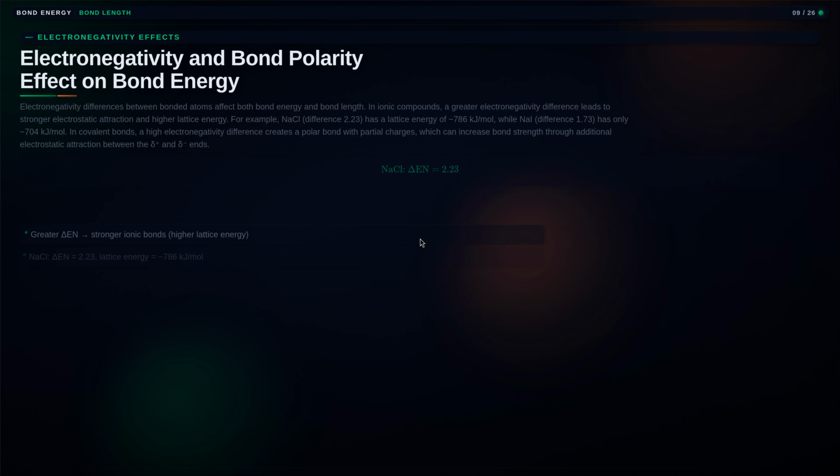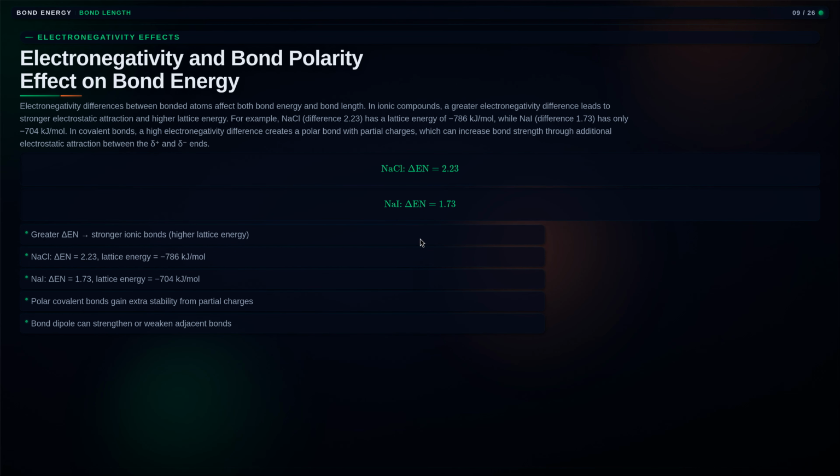Electronegativity differences between bonded atoms affect both bond energy and bond length. In ionic compounds, a greater electronegativity difference leads to stronger electrostatic attraction and higher lattice energy. Sodium chloride has a much higher lattice energy than sodium iodide because the electronegativity difference is larger. In covalent bonds, a high electronegativity difference creates a polar bond with partial charges, which can increase bond strength through additional electrostatic attraction.